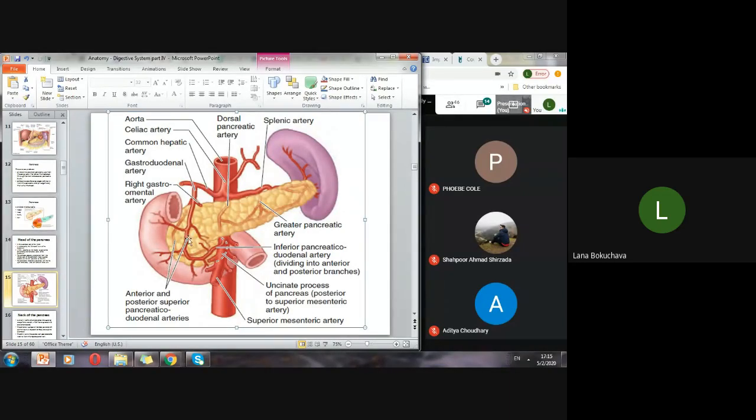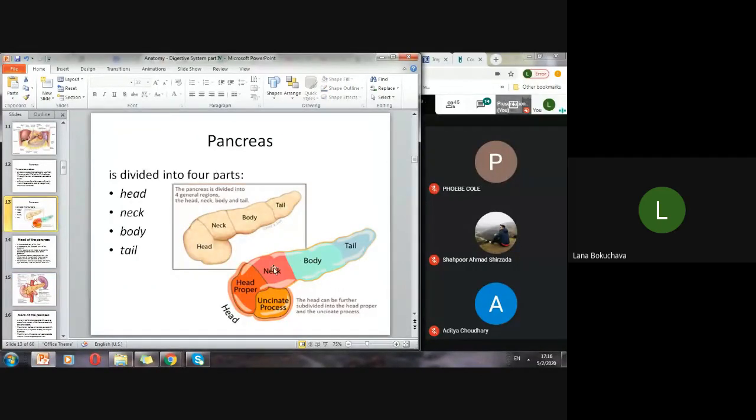According to this picture, it's not seen well, but you can see that the head has a projection, which we call the uncinate process. That's how it looks here. Schematically, they just show you that it is there. This is the uncinate process, this one, or here. This is the head. We can even subdivide the whole head into two parts: the head proper, and the uncinate process, as you can see here. The uncinate process is simply a projection from the inferior part of the head of the pancreas.